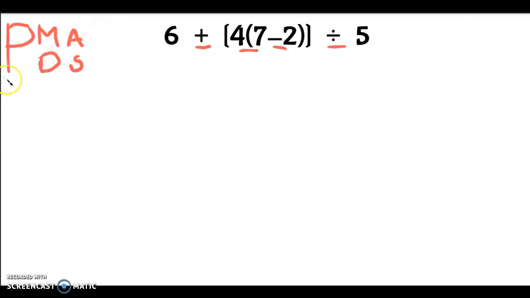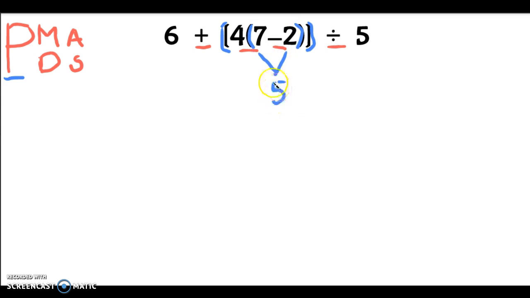So our first step is parentheses. Now we have 2 sets of parentheses here. We have these bigger brackets, and then we have these smaller parentheses on the inside. We always solve the innermost parentheses first. So in this case, 7 minus 2. And this is the way we want our students to work through these problems. We want them to solve one step at a time and then rewrite the entire problem. So 7 minus 2 is in the innermost parentheses, so we're going to do that first. 7 minus 2 is 5.